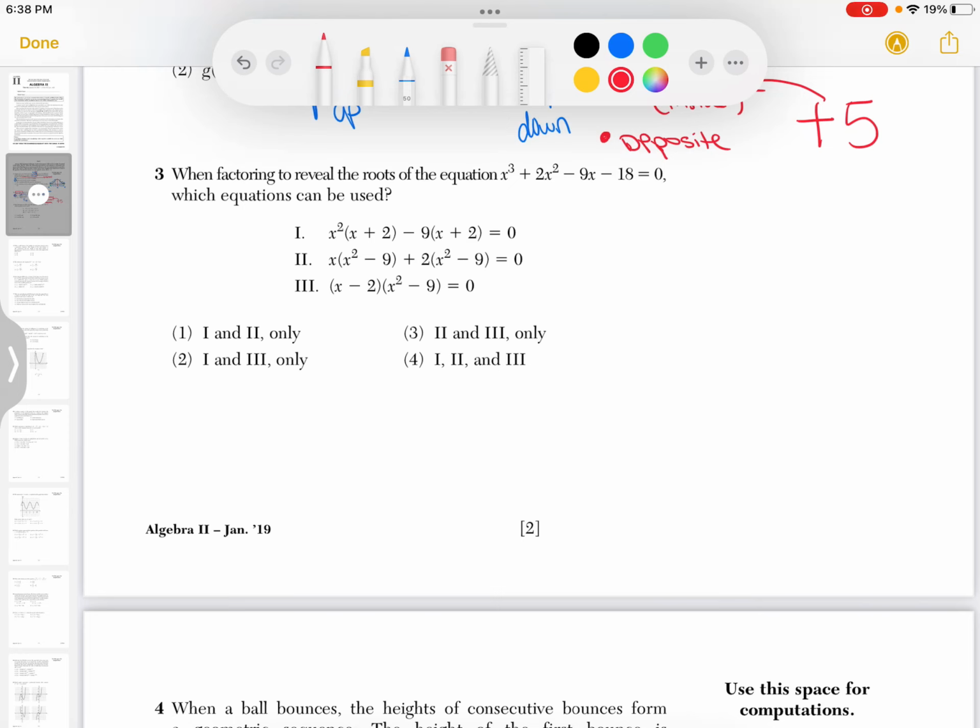All right, number 3, when factoring to reveal the roots of the equation, which equations can be used? So it's saying, in the process of doing the factoring, which equations can be used. These are all essentially steps in factoring. So what I'm going to do is just factor this and then match up my steps once I have it factored. When I look at this equation, it has 4 terms, which means I am going to use grouping.